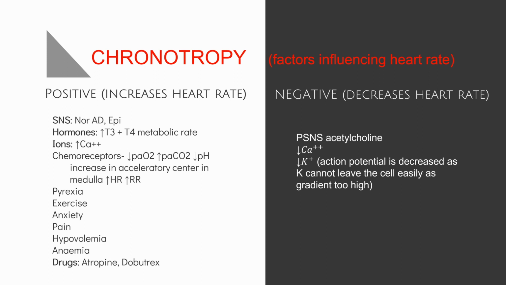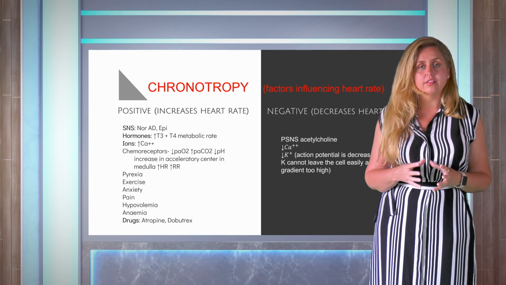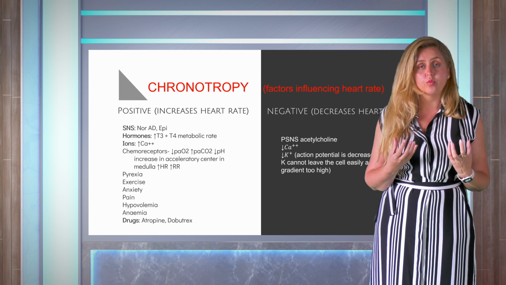A pyrexia will increase your heart rate. Exercise. Anxiety. How many of the patients in the ICU are anxious? All of them, if they're awake, and even those that are not. Pain. Hypovolemia. Anemia. There are many conditions that will give you an elevated heart rate. Drugs that we give, examples: atropine, Dobutrex. So you can see there are many things happening in our patients that will increase our heart rate.